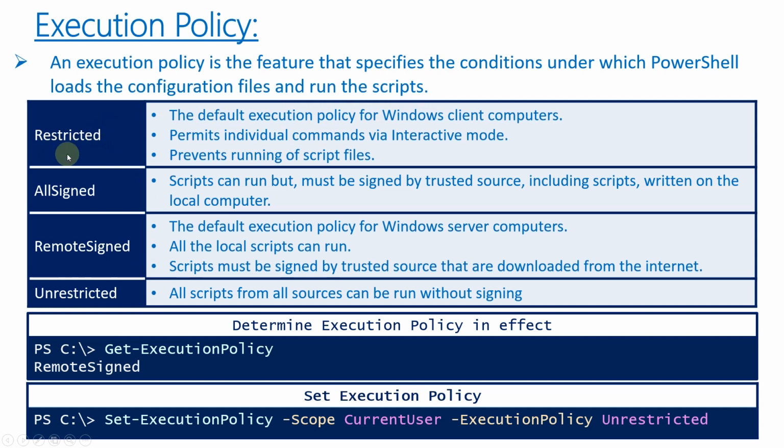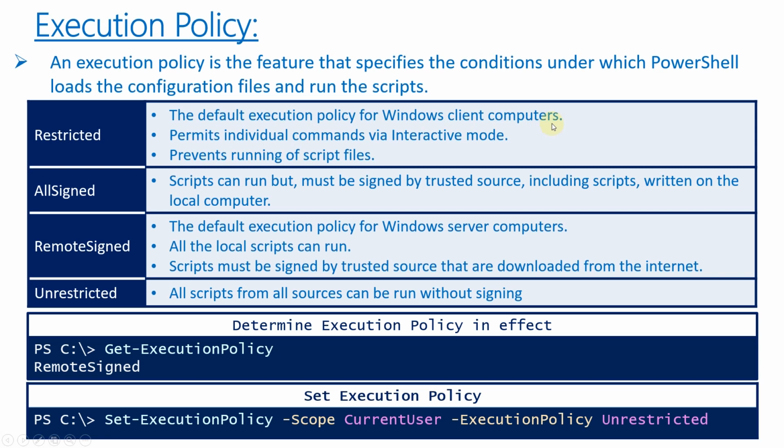It has restricted, it has all signed, it has remote signed, and it has unrestricted. So if execution policy is set as restricted in PowerShell, then it will not allow to run any script in PowerShell. But we can use interactive mode of PowerShell and we can execute commands individually. And this is the default execution policy for Windows client computer. So Windows client computer will not allow to execute any script by default.